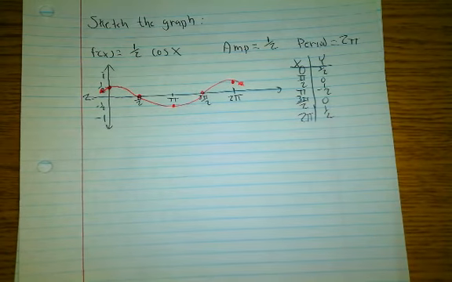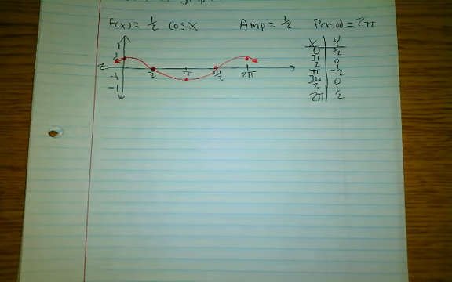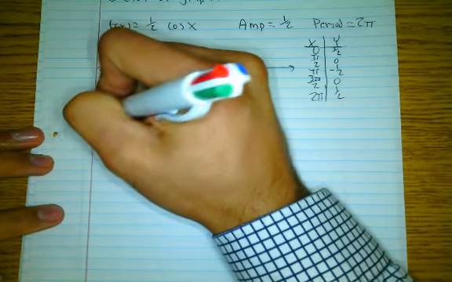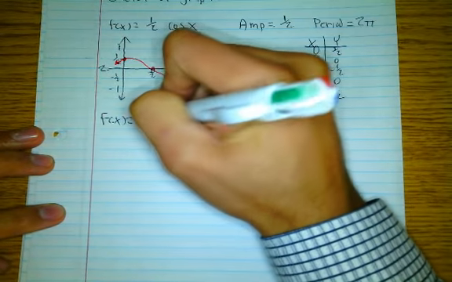You try this one and then we'll take a break. F of x equals 3 sine of x. So try to sketch that out for me, please. Try to sketch that out and then come back and check your answer.